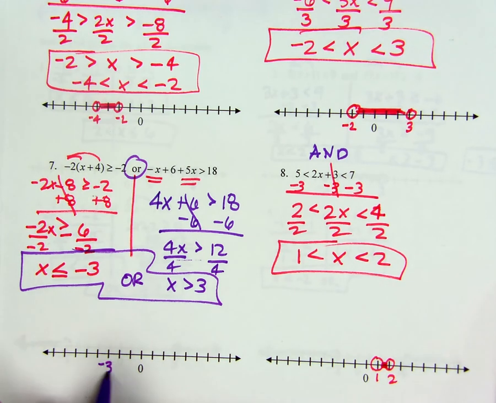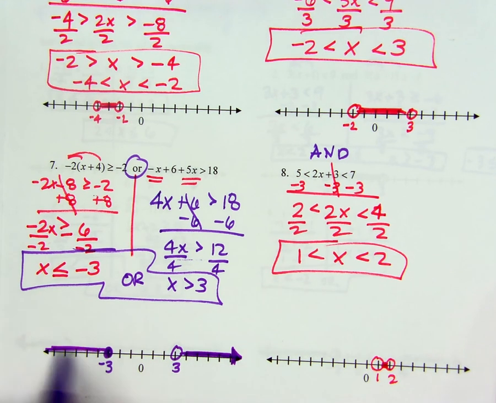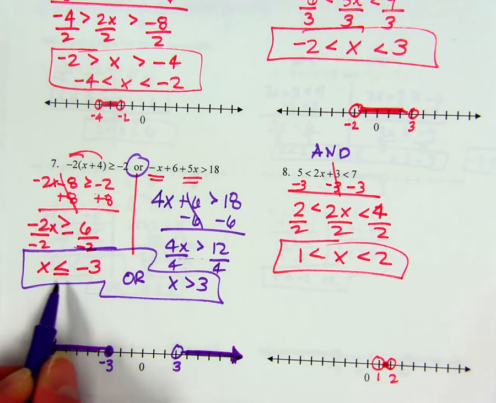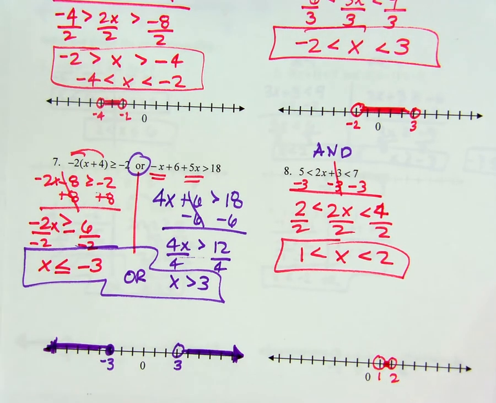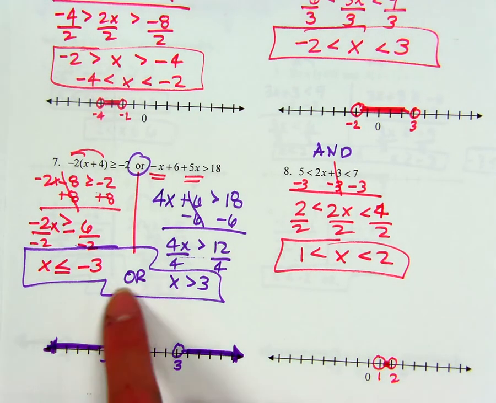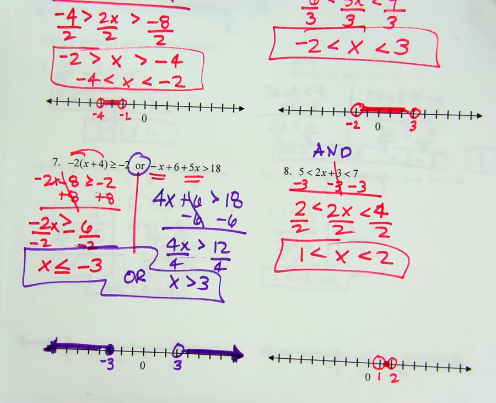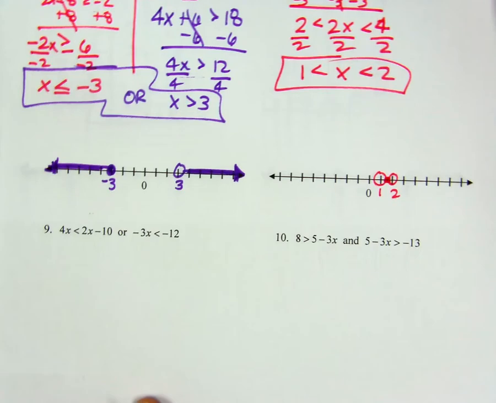So now find negative 3. I need a closed circle. Positive 3, I need an open circle, and it's or, so I'm going to shade on the outside. You can always double check. It's less than negative 3, or greater than 3. All right, last 2 problems.